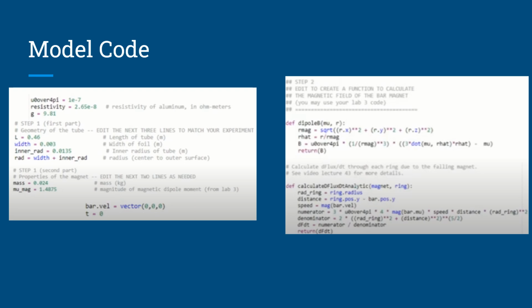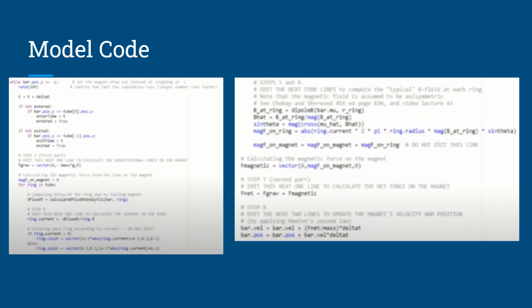And here is my ClosScript code, which sets up the geometry of the tube, the properties of the magnet, calculates the magnetic field, and calculates the flux over dt through each ring due to the falling magnet. Here's more of my code. I'm sorry, the pictures are a bit blurry. I can fix that, but here's the rest of it.